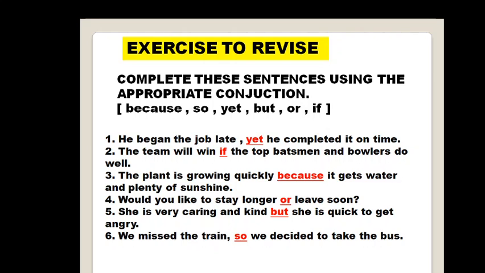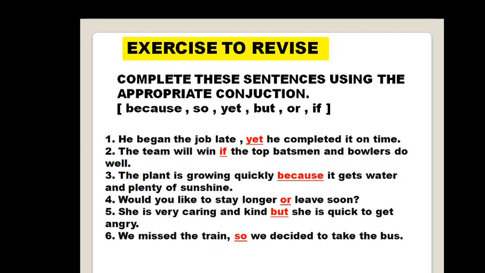Third sentence. The plant is growing quickly, dash, it gets water and plenty of sunshine. Gets water and plenty of sunshine. It's a reason. Then what is the conjunction to show reason? Yeah, it's because.